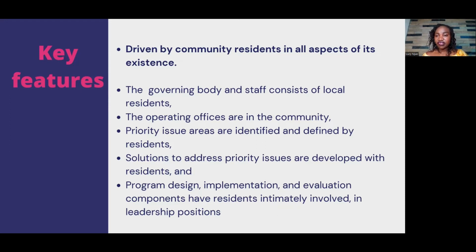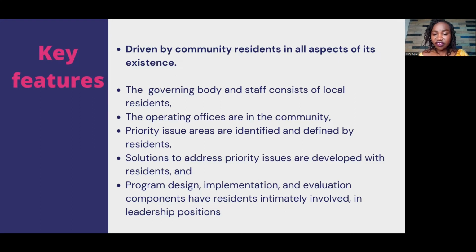The operating offices have to be in the community, and the priority issues that you're going to be addressing have to be defined by the residents. Of course, there's always a vision carrier, one person who comes up with the idea. If you have this burden and you want to do something, you need to rally the community and sell the idea to them. You could start with even 10 people. They have to be residents of this community affected by the problem as well. And then you can start the CBO together.